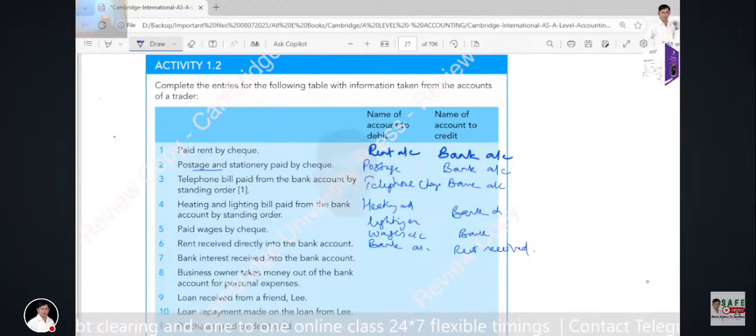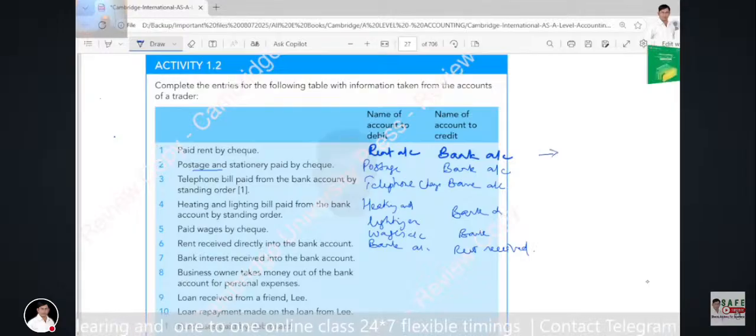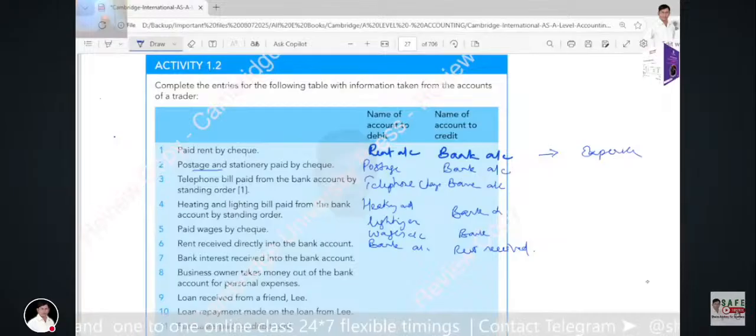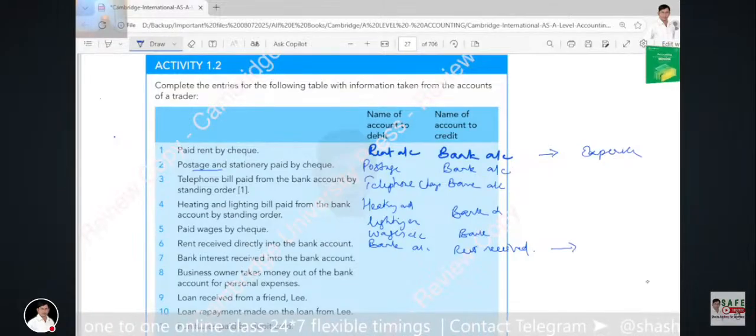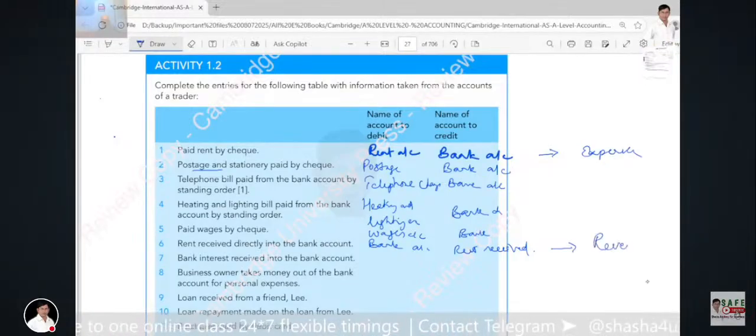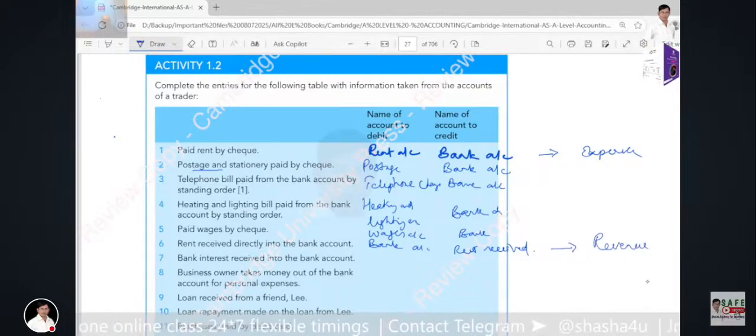So this is an expense. Paid rent is an expense, whereas this is a revenue. So always we have to specify because we cannot mess up. That is what the disclosure concept says, that we have to disclose everything in detail.